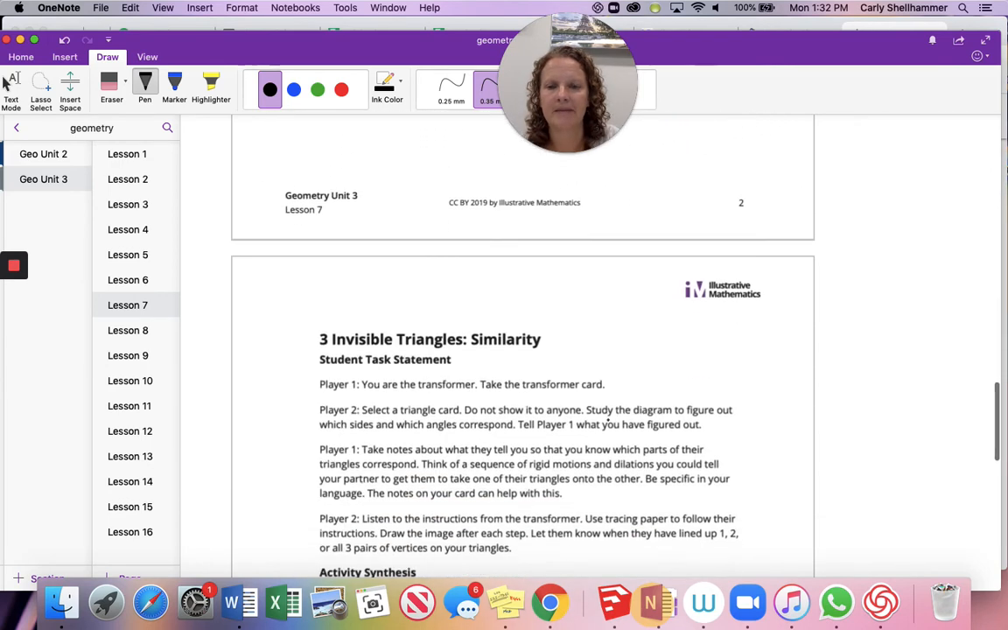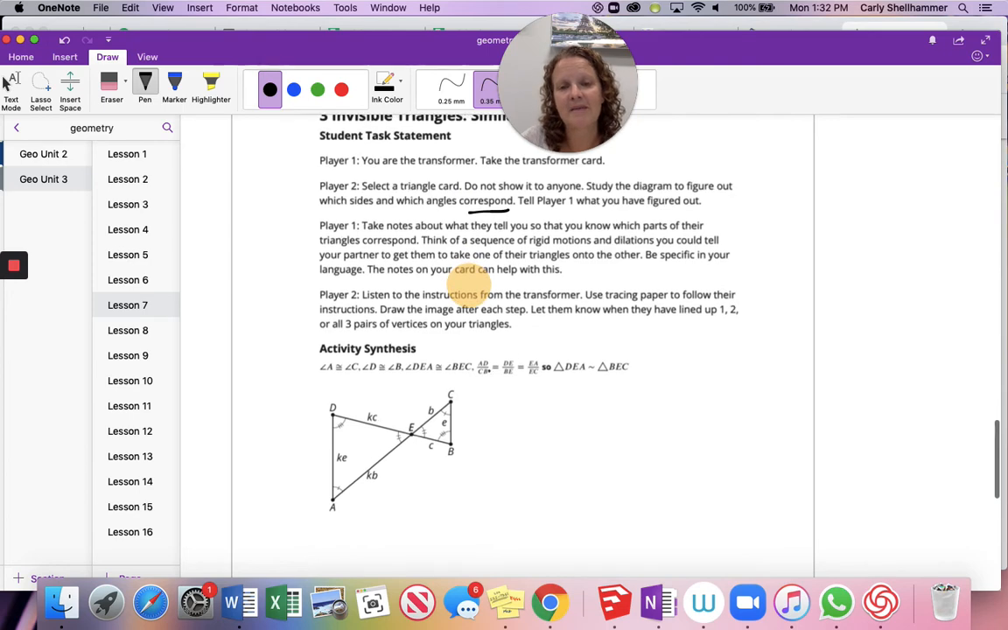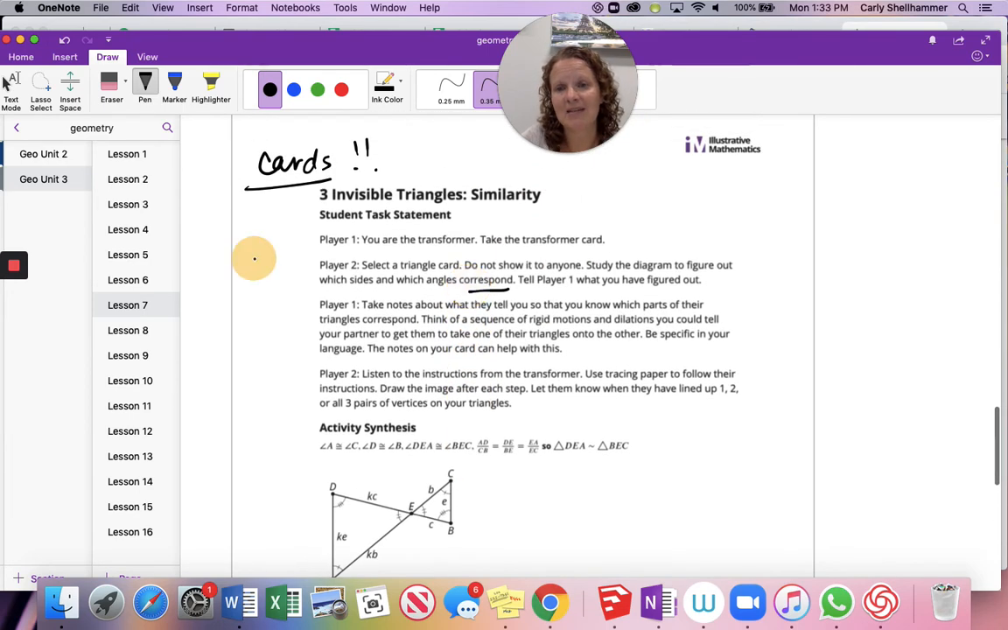Okay. Invisible triangle similarity. So player 1, you are the transformer. Take the transformer card, because we've got a card thing again. Player 2, select the triangle card. Do not show it to anyone. Study the diagram to figure out which sides and angles correspond. Tell player 1 what you figured out. This is one of those things that I'm super sad about, because it's fun to do in class, but I have not figured out a way to do this one virtually.